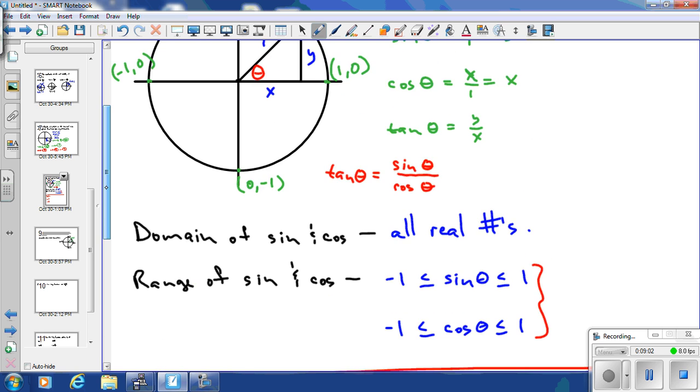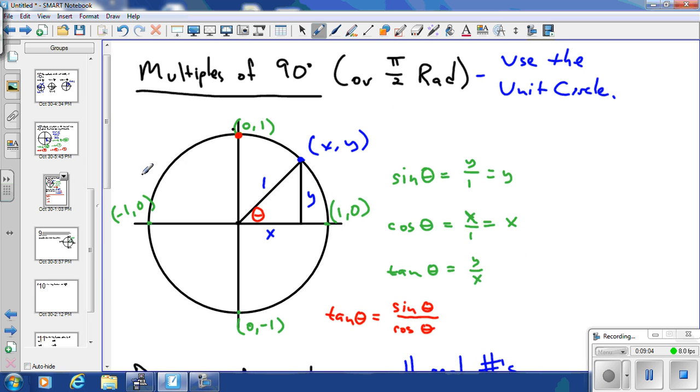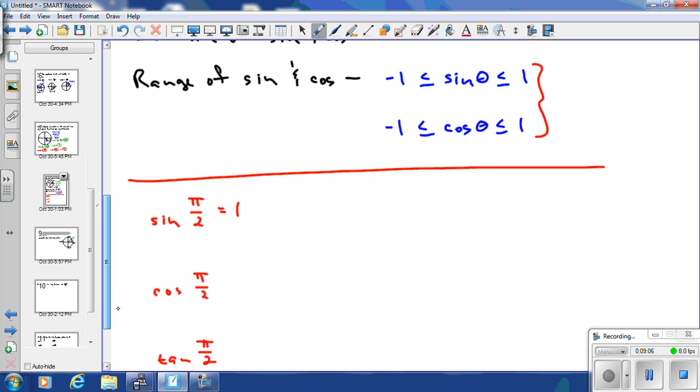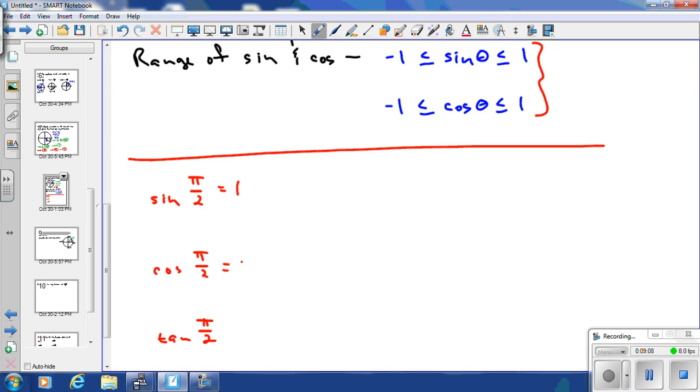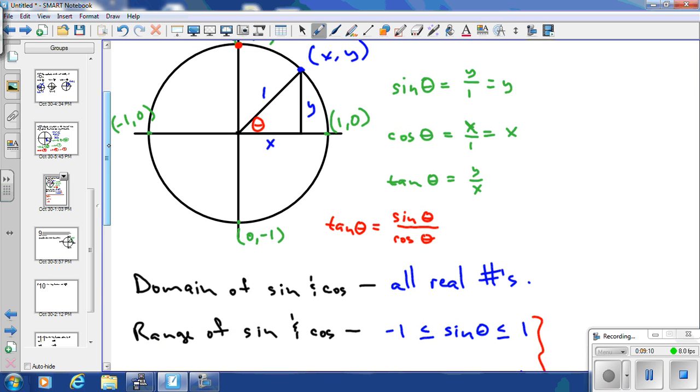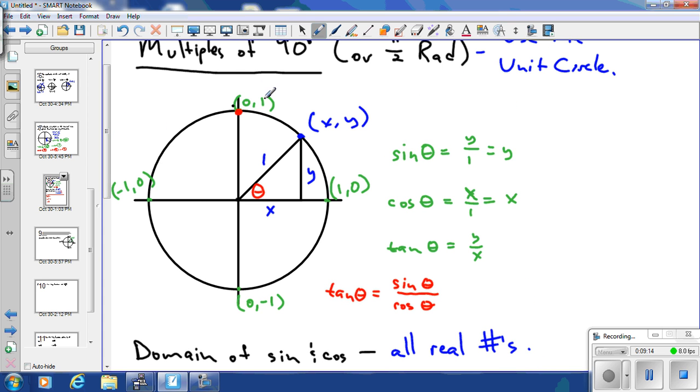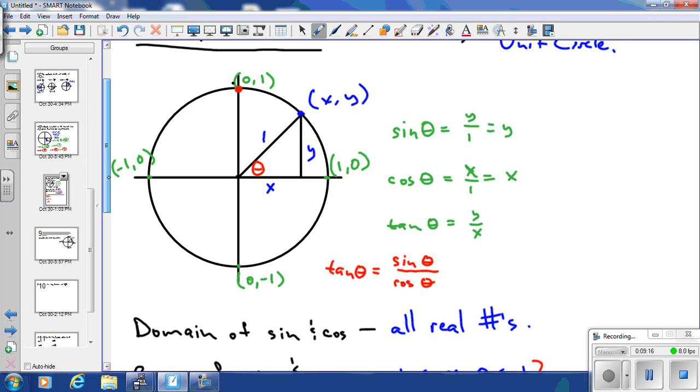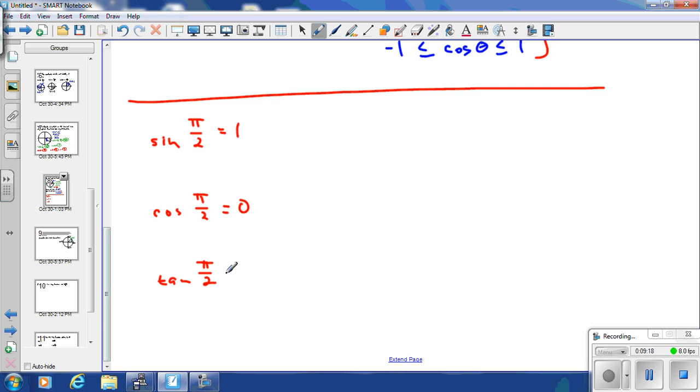The cosine is the x value. What's the x value up here? 0. So the cosine is going to equal 0. And the tangent is the y over the x. Well, up here, what's 1 divided by 0? You can't do that. 1 divided by 0 is undefined.